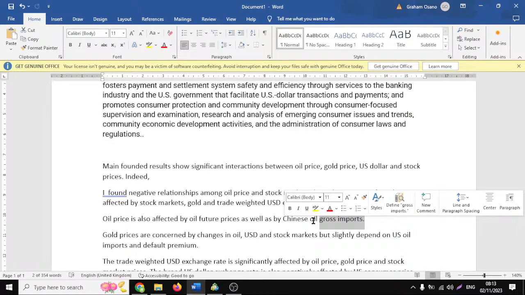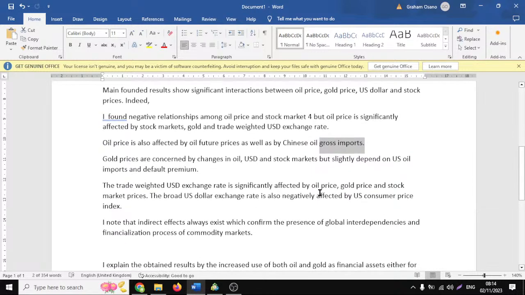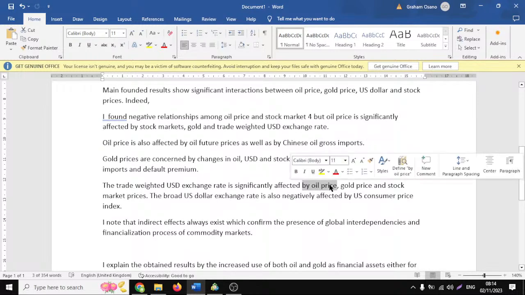Something else: gold prices are affected by changes in oil, the US dollar, and stock markets, but slightly depend on US oil importation and default premium. Also, the Canadian dollar is affected directly by oil. You may not have known, but the Canadian dollar is affected mostly by the price of oil, and the price of oil mostly affects the Canadian dollar. So the trade-weighted exchange rate is significantly affected by oil prices. Why is this the case? Gold prices, stock market, why?